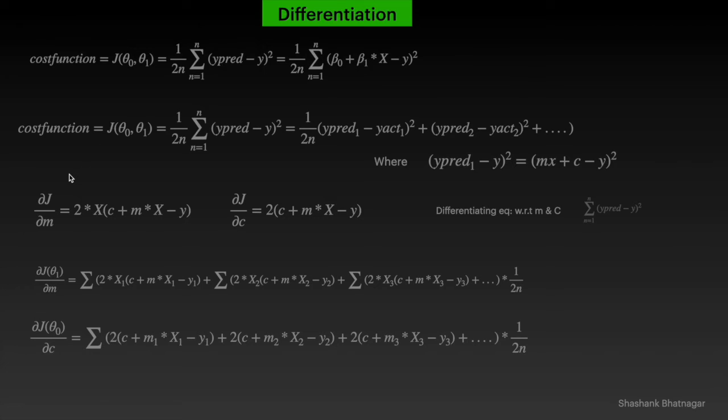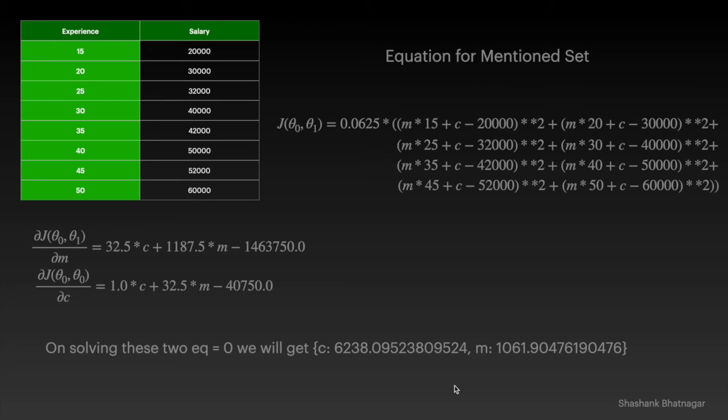When we take the partial derivative of this equation in terms of m and c, where m is beta 1 and c is the intercept, beta naught, we will get this equation. When we take the derivative in terms of m, we will get this equation. When we take the derivative in terms of c, we will get this equation. After taking the derivative of the whole equation in terms of m and c, we will get these results. Here is an example to understand the differentiation method more precisely.